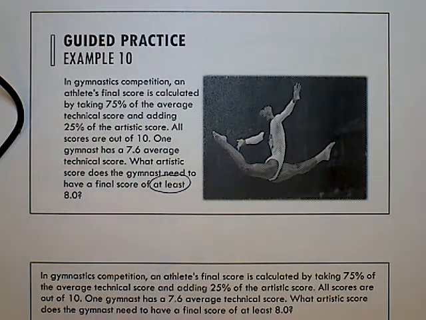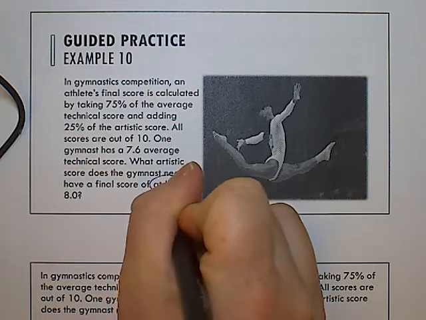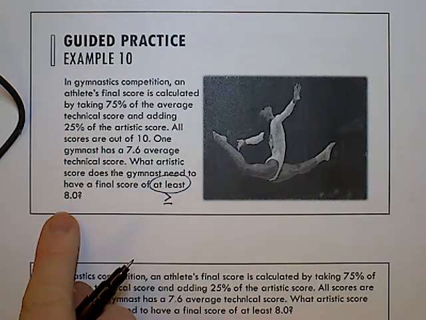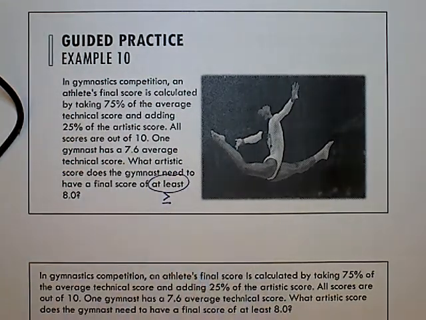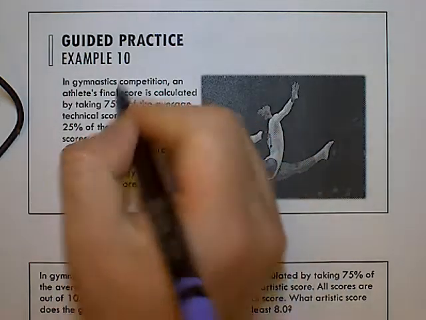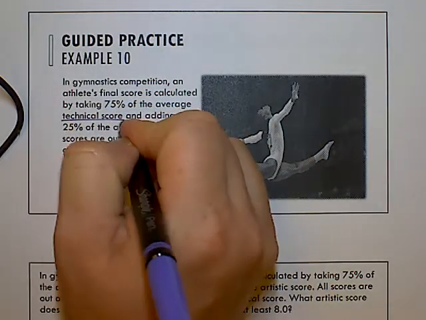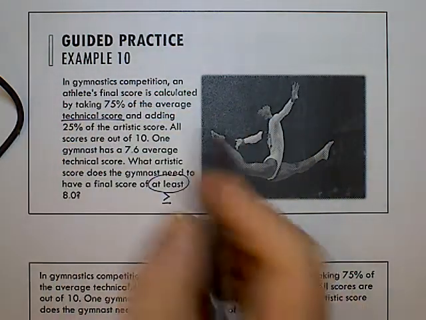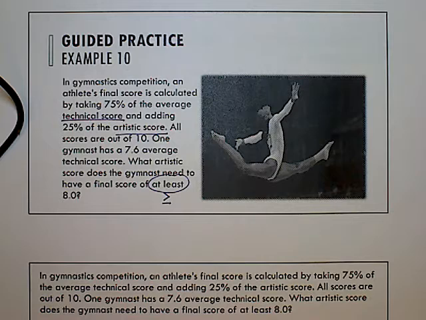Remember we talked yesterday that at least means greater than or equal to. Give me 8 or greater. 8 or greater is acceptable. Okay, so I know there's two types of scores. There's a technical score I'll call T, and there's an artistic score I'll call A.